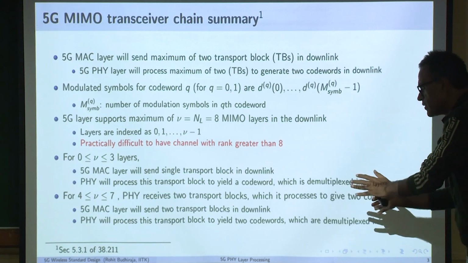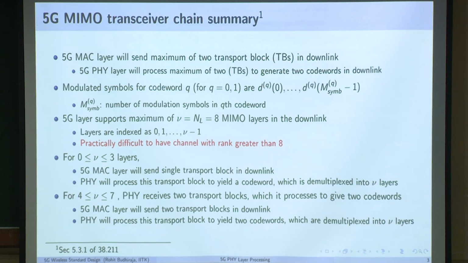Now after understanding this, the question we are trying to answer is why this kind of architecture, and over the next 20-25 minutes we'll try to answer these questions. The first question we have answered: why only 8 layers, why not more than that. In practice, with very small probability the UE could observe channel rank greater than 8, but since that happens only with very small probability, why design a system for that? That's over-designing the system which nobody is going to implement.